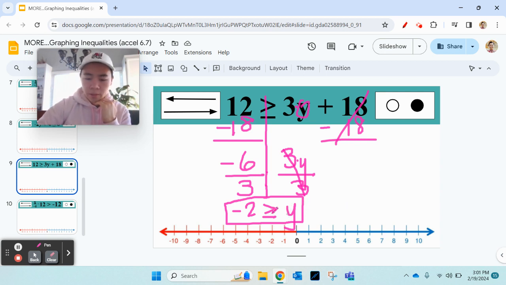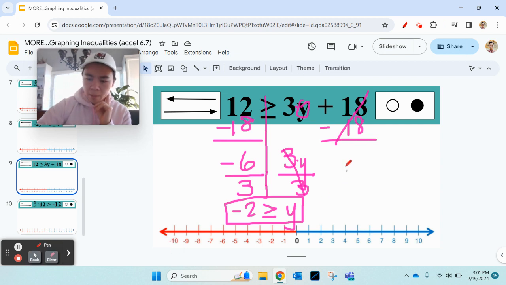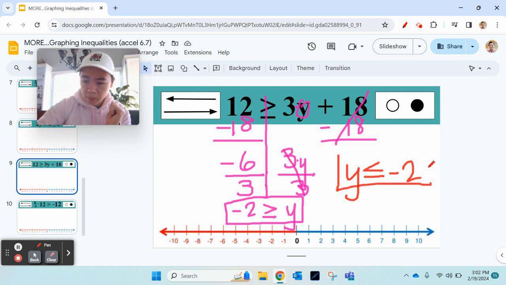So I'm going to rewrite this. -2 is greater than or equal to y. So what does that mean for y? Let's rewrite this. That means y, if -2 is greater than, that means y is less than. Okay, so y is less than or equal to -2. That's how we rewrite this.